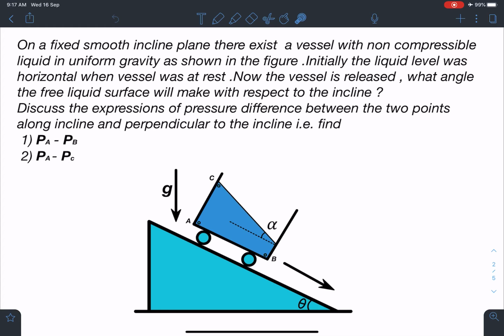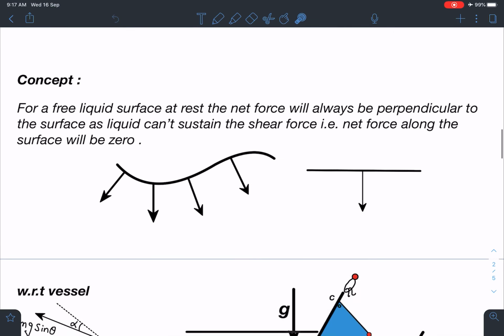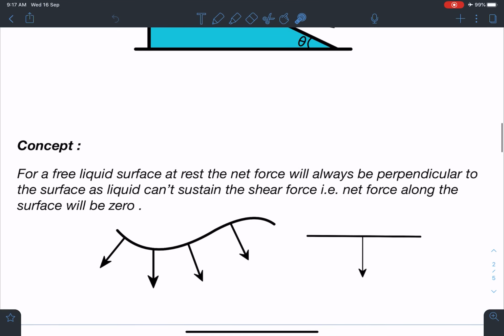Let's discuss the concept point. It's a very rarely used concept, and it's a very powerful tool in order to reduce the solution to a great extent. So I'll suggest viewers to remember this, and there are many applications of this concept. Here you can say for a free liquid surface at rest, the net force will always be perpendicular to the surface, as liquid cannot sustain the shear force. Tangential force it cannot sustain, otherwise liquid will start moving. So if liquid is at rest, definitely along the tangent net force has to be 0. That is, net force along the surface will be 0.